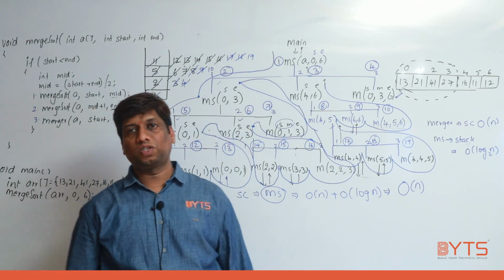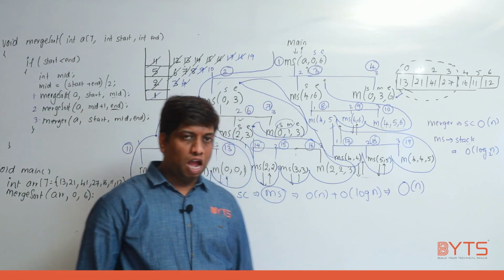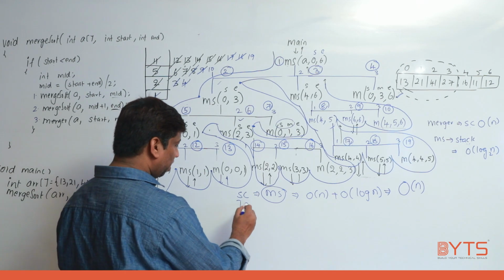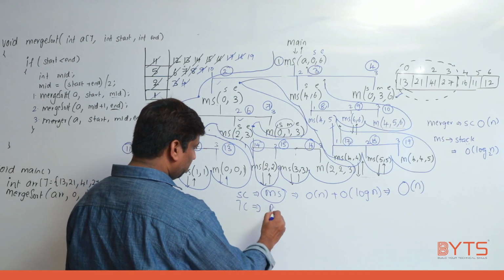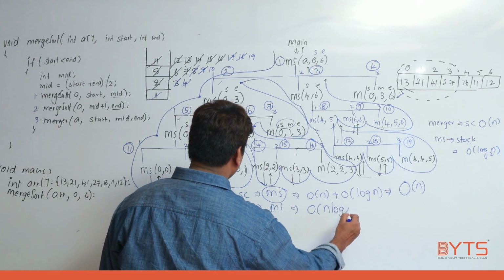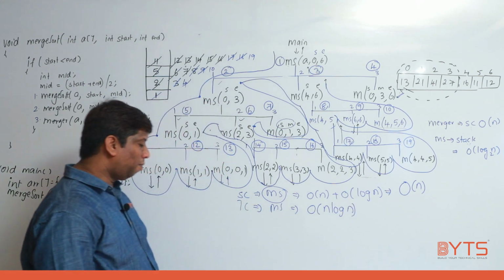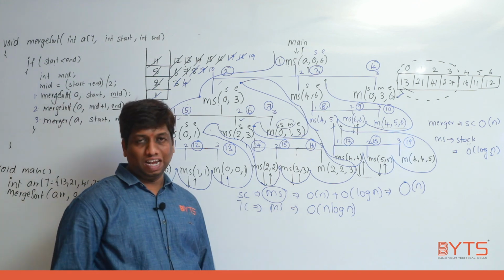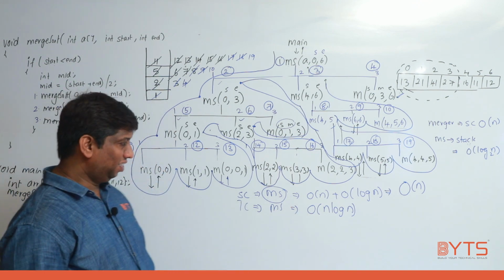Space complexity of the merge sort will be what? O of n. And the time complexity I am writing here. Next I will explain that. So time complexity of the merge sort will be what? O of n log n. So if time permits, we will see that. Time complexity of the merge sort is O of n log n. Understand? Very important point.